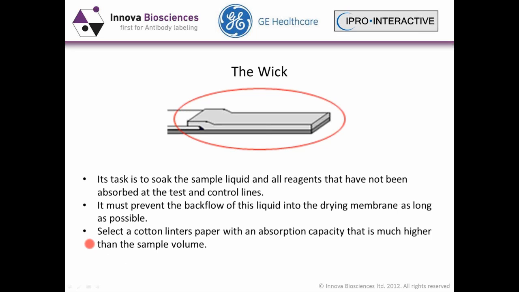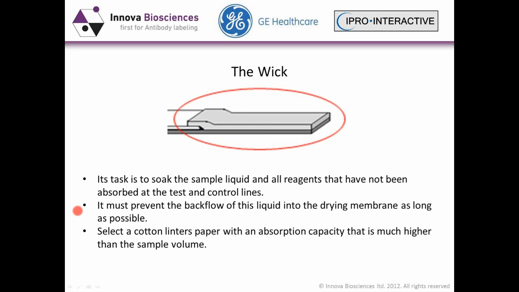The final material that your sample is seeing is the wick. The task of the wick is to soak the sample liquid completely, and especially all reagents that have not been absorbed somewhere on the membrane. And the most important task is this one: it must prevent the backflow of this liquid into the drying membrane. Please keep in mind that the membrane is the thinnest part of your rapid test. That means it will dry first.